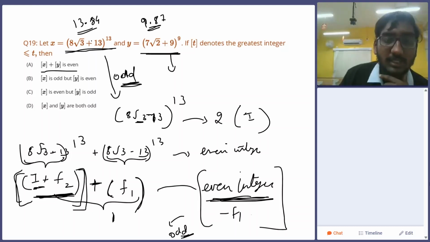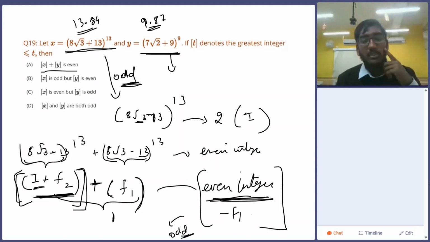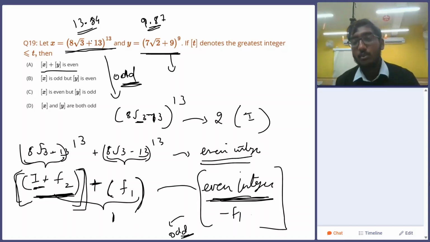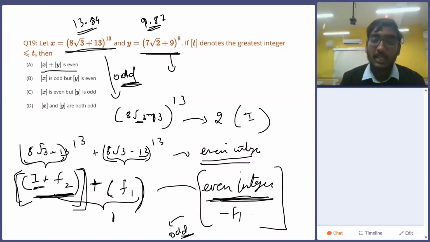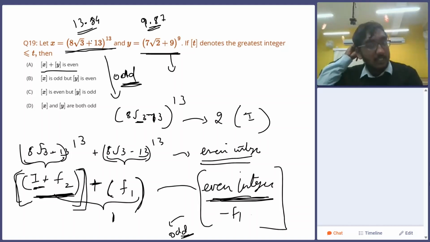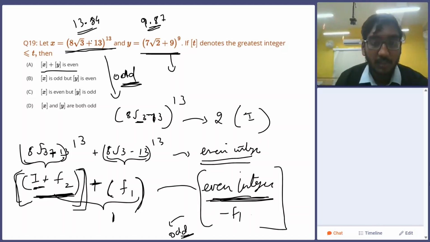Hope you understood this, because see, let's call 8 root 3 plus 13 the whole power 13 as I plus f2. Just some fraction and some integer, and the second is purely fractional, it will not have any integer. And also the sum is an even integer. Why? Because it is 2 times the sum of all the odd terms. All odd terms are rational, and actually they are integers. In this expansion, this root 3 will not be surviving. All the irrational parts will get cancelled when you add these two, plus and minus. Only the odd terms will exist, and it will be 2 times the sum of all odd terms. So it's actually 2 times an integer, so it is an even number. That means the sum of these two is an even number.